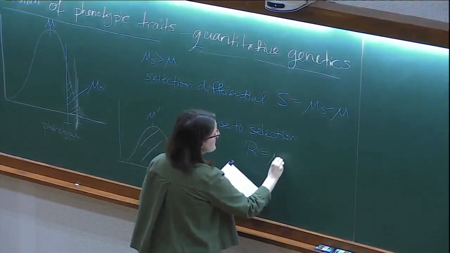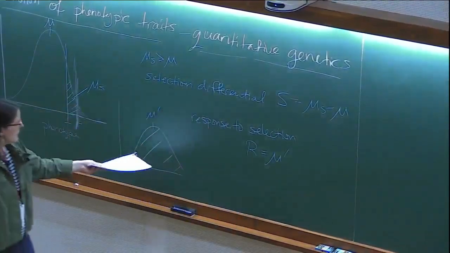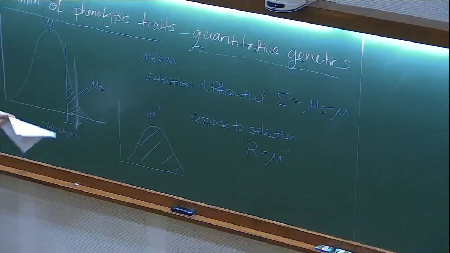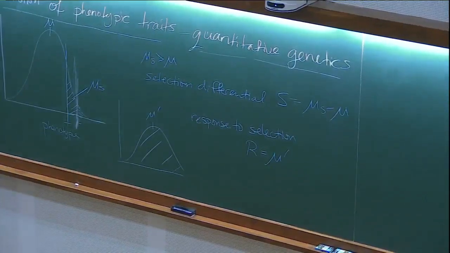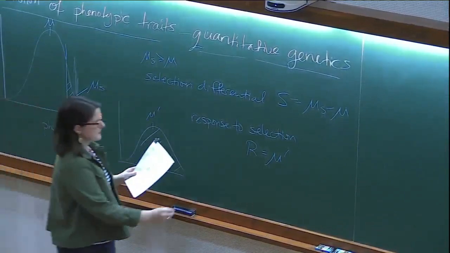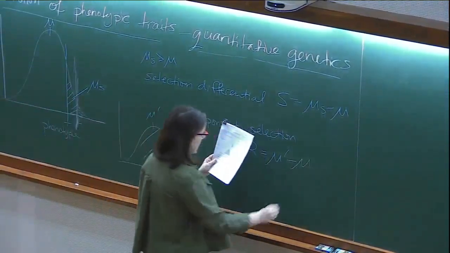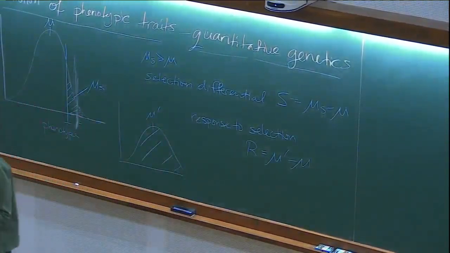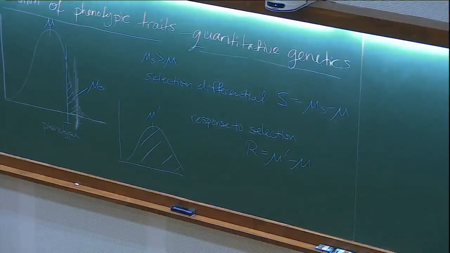Which is the difference between this generation, and the Gaussian is shorter just because I didn't have as much space, pretend it's the same, and the original population. This is how much selection has changed my phenotype. We could calculate selection differentials and responses to selection even if we use something other than truncation selection, but it's a lot easier. So typically, in this case, we're truncating to the right of the distribution.